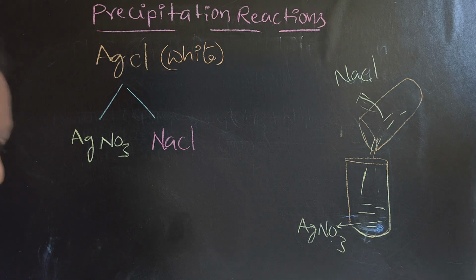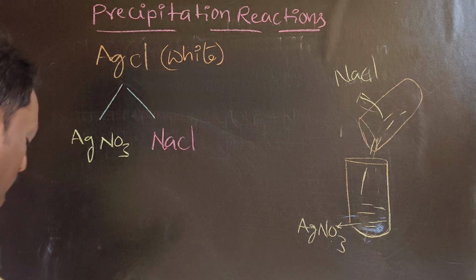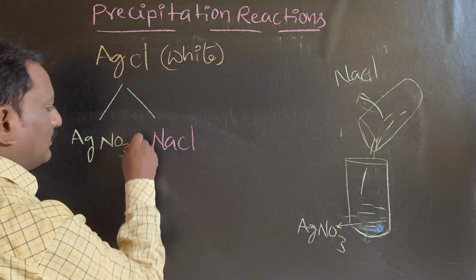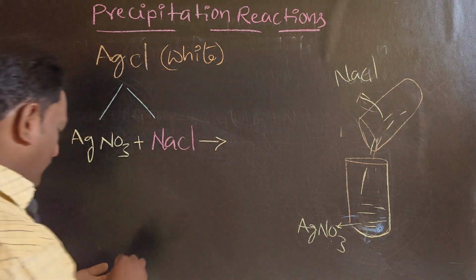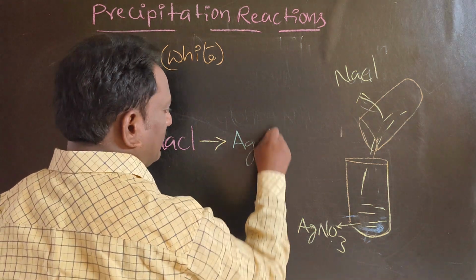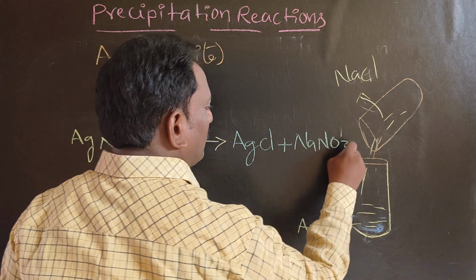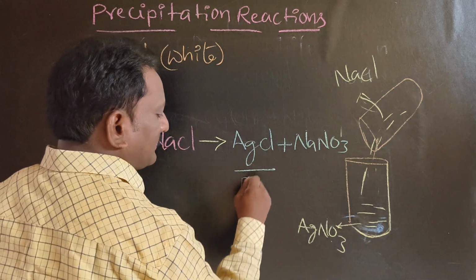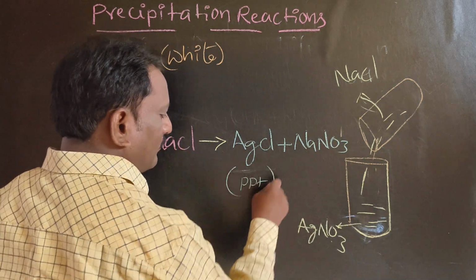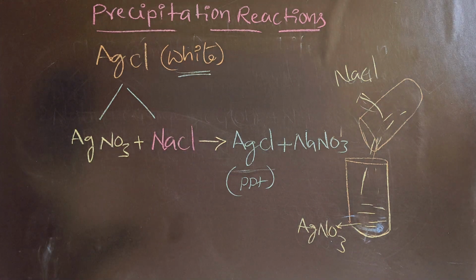Next. When these two are mixed together, you will get a white precipitate of silver chloride along with sodium nitrate. This is the precipitate. White color. Please write the color white.